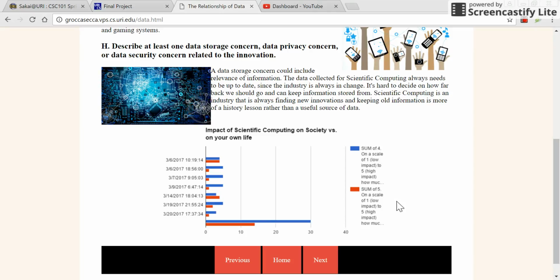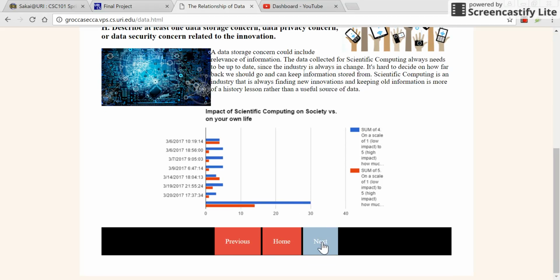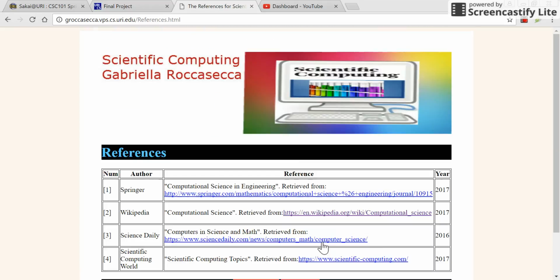This made my amount of data to work with small, since it's a survey of, at most, 7 students. According to the overall results, these 7 students believe that scientific computing has triple the impact on society rather than their own lives. See here, literally almost triple this. That's absolutely insane, that scientific computing has more of an impact on society rather than our own lives, even though we use it every day.